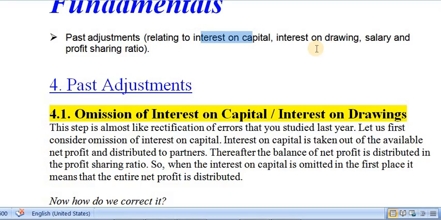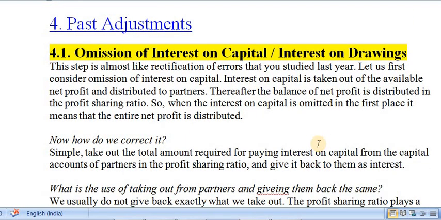Okay. Now let us see the omission of interest on capital or interest on drawings. You know that these are items we include in the profit and loss appropriation account. So when you prepare the profit and loss appropriation, if these items are omitted, we have to go back and correct them. It is like rectification of errors. You can go through the notes here. Okay, you can stop the video and read them carefully.